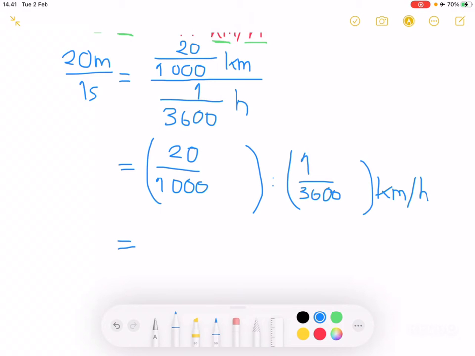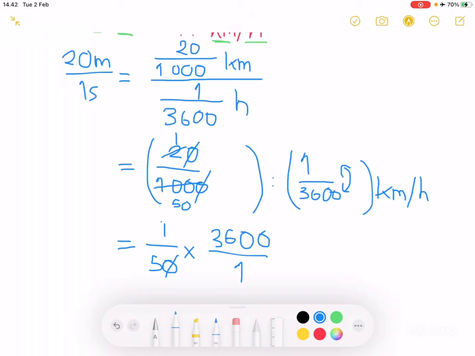First, we can cancel things in this fraction. Notice that this 0 cancels with this 0, and these two cancel, this with this 100, leaving us with 50 on the bottom and 1 on the top. Then we're left with 1 over 50. When we're dealing with division, we can just switch the numerator and the denominator and change this into a multiplication. So 360 over 1, which is just 360. Then we can cancel this 0 with this 0, and we're left with 360 over 5. If you calculate that, you will get 72 kilometers per hour.